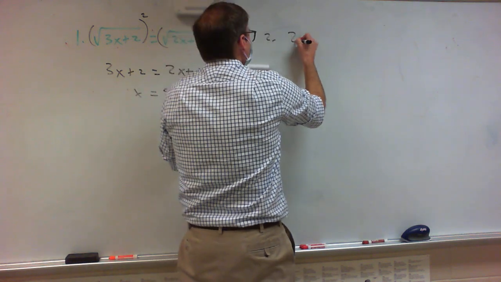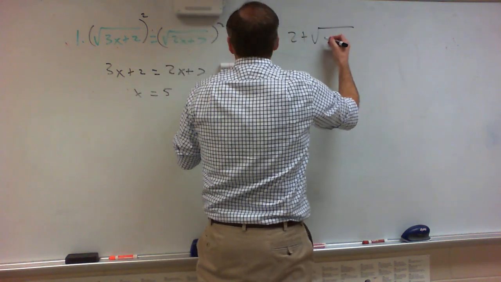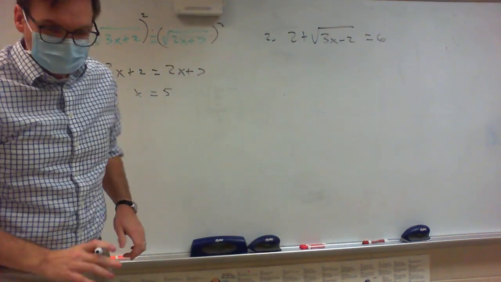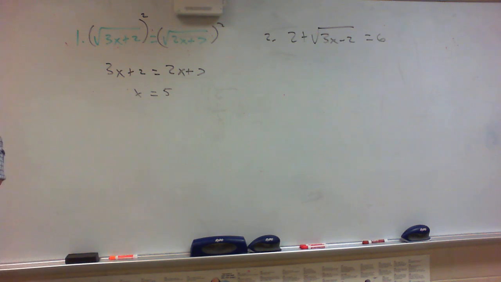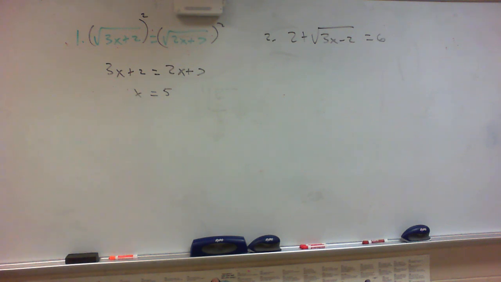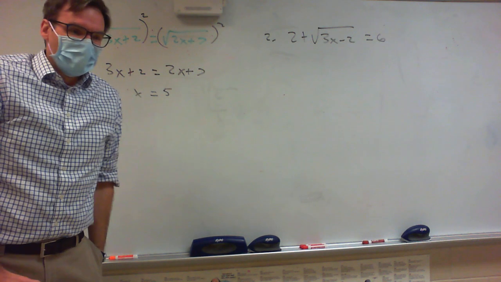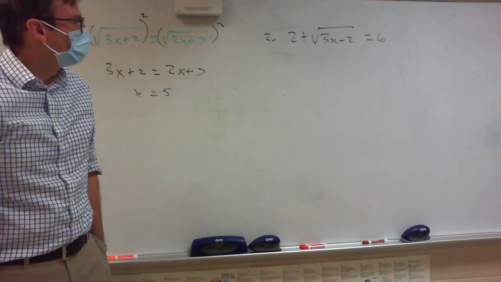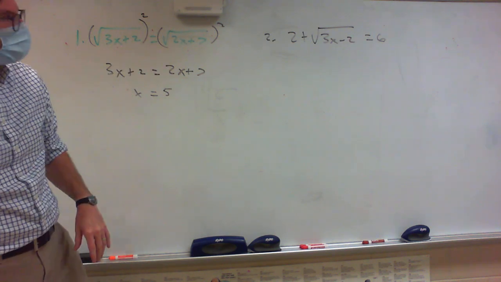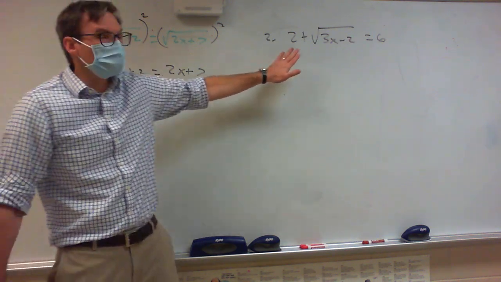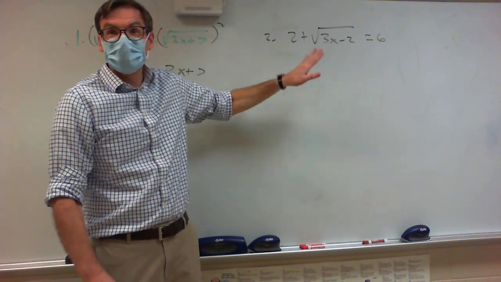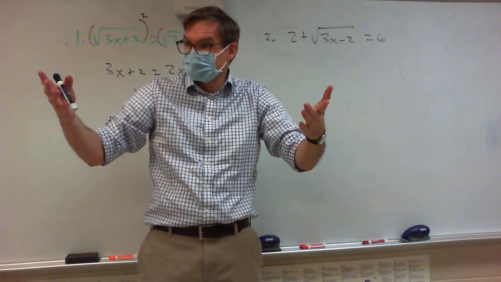So what if I give you 2 plus the square root of 3x minus 2 is equal to 6? Okay, so I'll do this one, and then I'll give y'all one to do. Your job is I want to get rid of the square root, right? And we know that if we square it, we get rid of the square root. Does that part make sense?